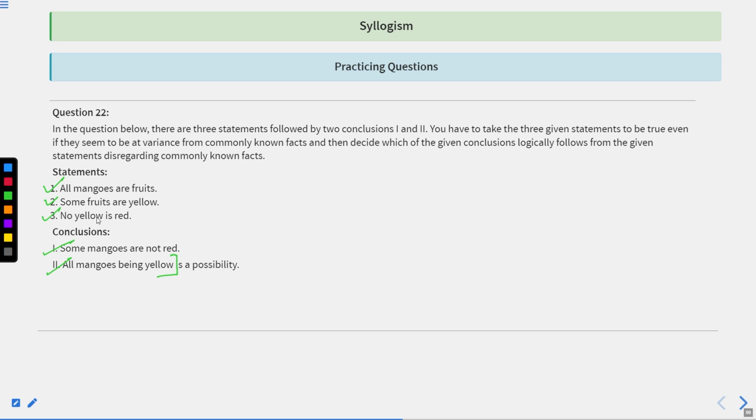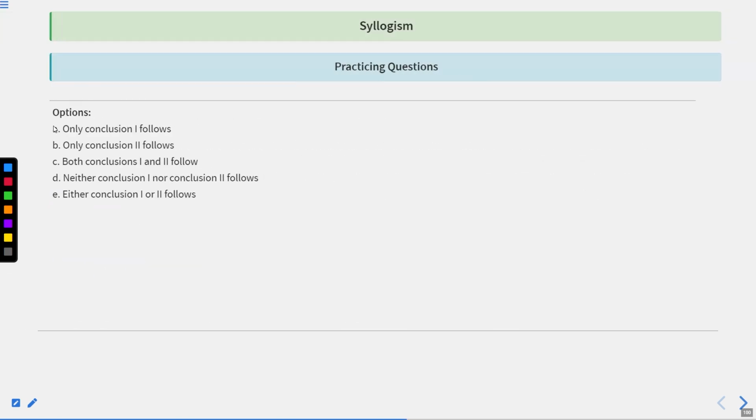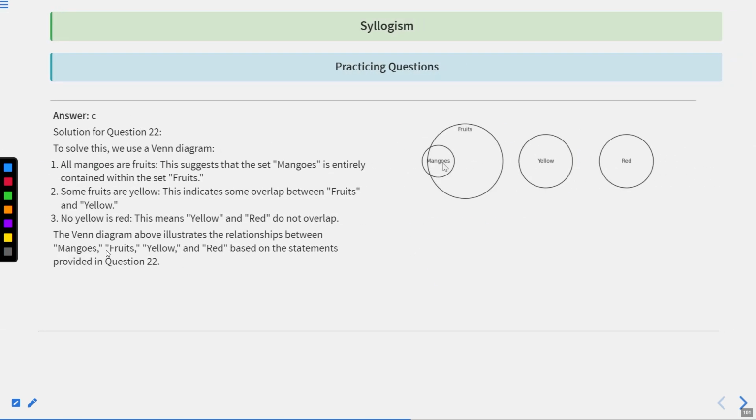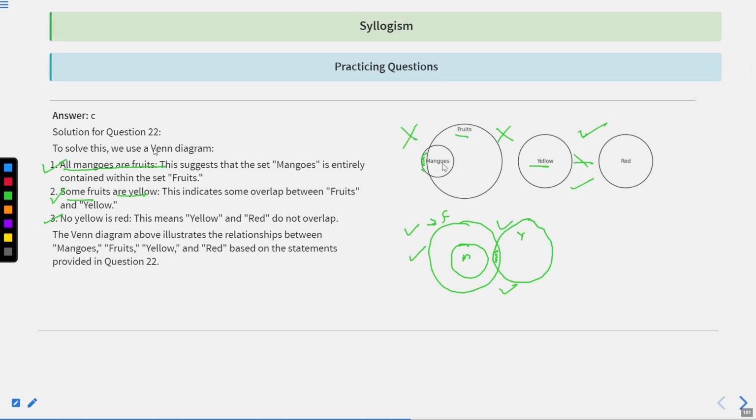And as you remember, in the question itself it has been clearly mentioned that you have to take the three given statements to be true, even if they are at variance from commonly known facts, and then decide whether the given conclusion logically follows or not. So we cannot come to this particular conclusion. Therefore, the answer for this question will be only conclusion 1 follows. So the correct answer will not be answer C, but rather answer A, because we cannot say this. There is a possibility of the mangoes being entirely yellow.